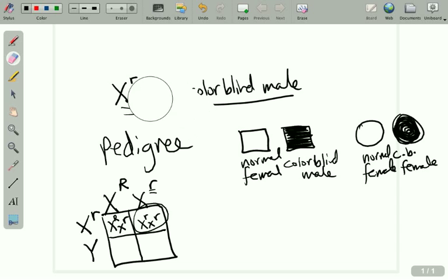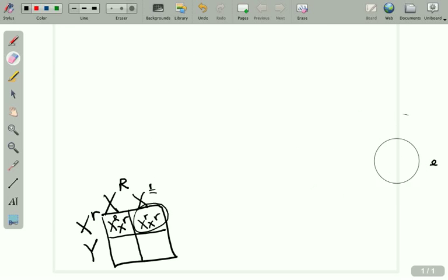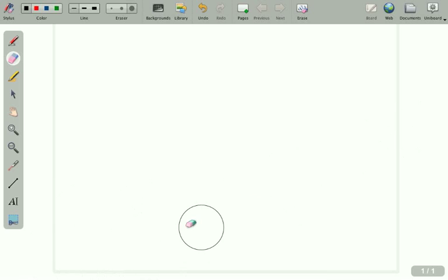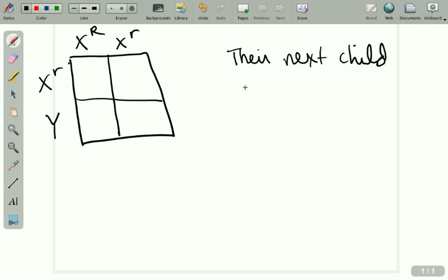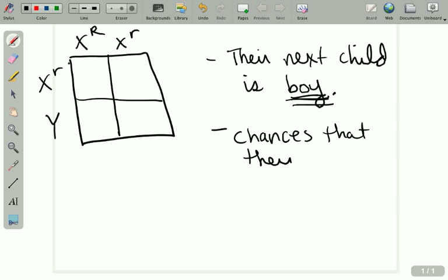Now, you've got to be careful with some of these questions, like, for example, we were talking about this in our class today. Let's say we'll do the same one we just did. So let's say a carrier female marries a colorblind male. I can ask you stuff like, their next child is a boy. We know it's going to be a boy. What's the probability that their boy will be colorblind? Well, you can't use the whole Punnett square if you're just talking about boys. I could change this question and say, what are the chances of having a child that is colorblind? So we'll write that here. Chances that their next child is colorblind?